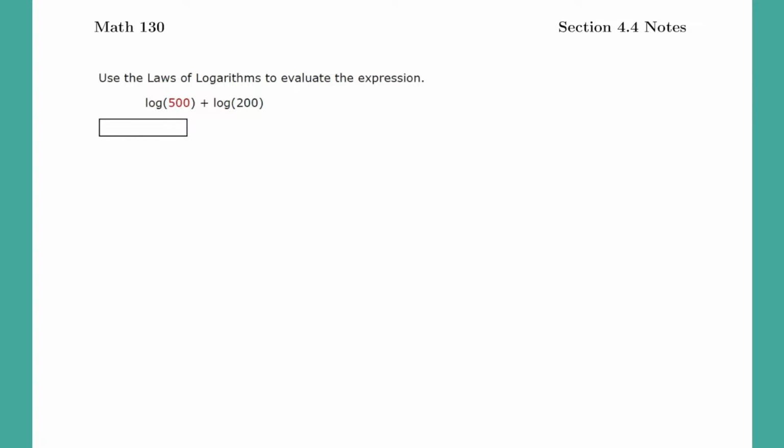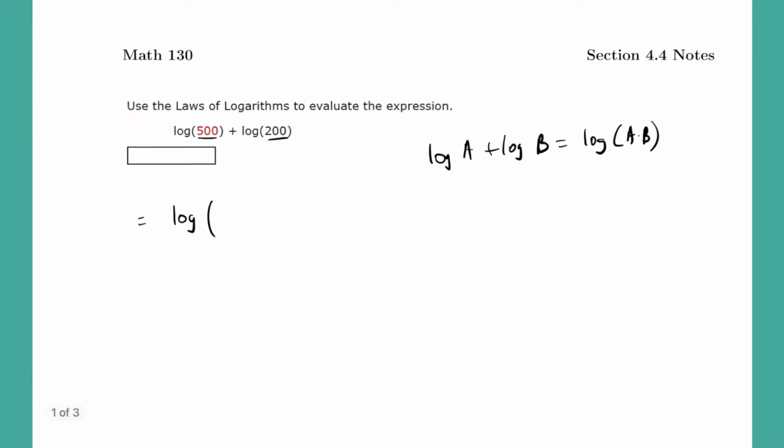So this first one says use the laws of logarithms to evaluate the expression. Because of this plus sign, we're going to apply the property that says log of a plus log of b equals log of a times b. So in this case, if we multiply the 500 and the 200, that's going to be 5 times 2 is 10, plus 2 zeros, so that's 1,000.